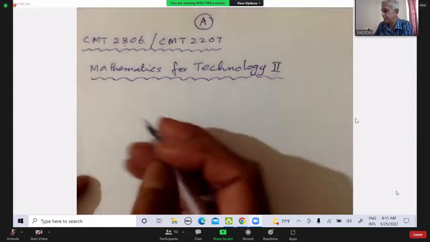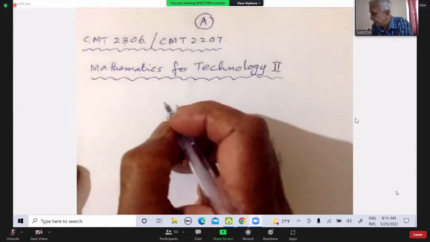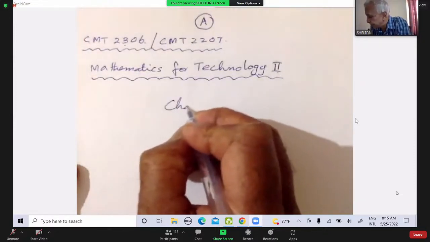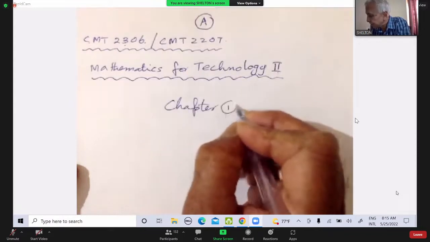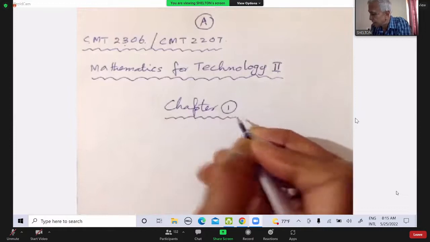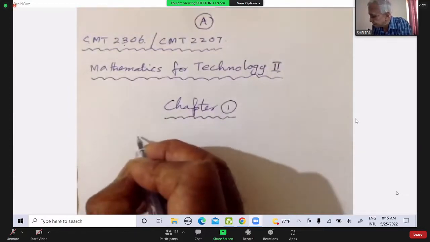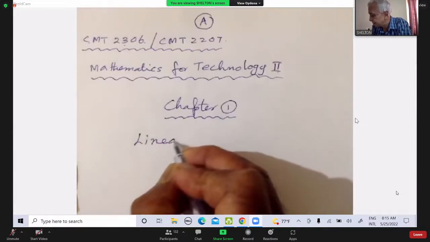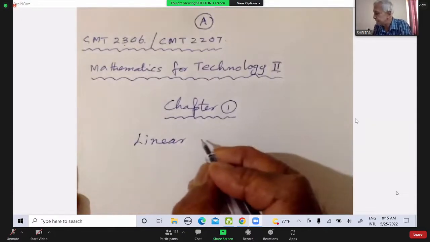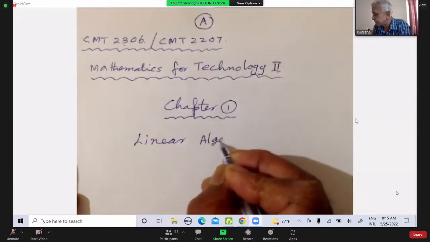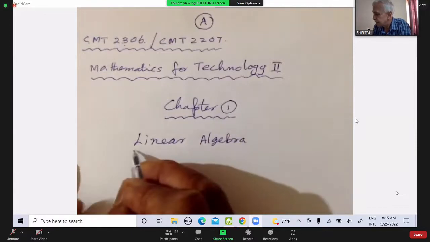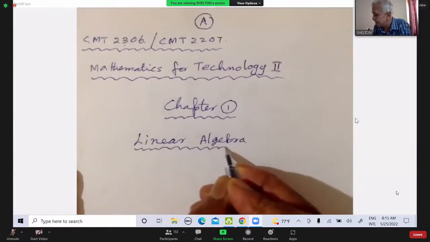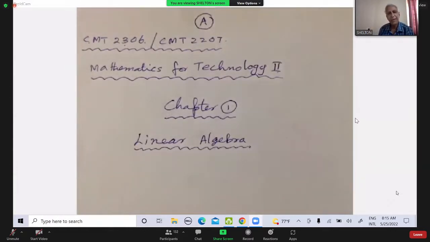Okay, so the first topic is linear algebra. Let's start with chapter 1, linear algebra. If I'm going fast with my handwriting, please let me know. You have done basic algebra, but now this topic is linear algebra.